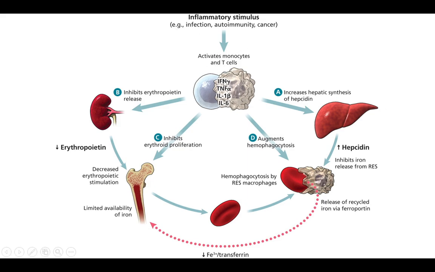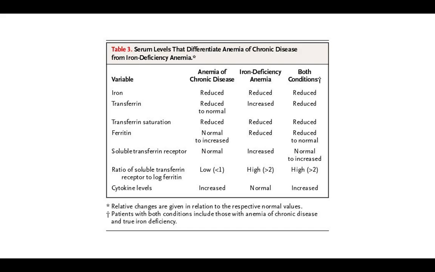Inflammation activates the release of cytokines: IL-6, IL-1 beta, interferon gamma, TNF-alpha. They inhibit erythropoietin release, which gives rise to a decrease in erythropoietic stimulation. Also, these increase hepatic synthesis of hepcidin. Hepcidin inhibits iron absorption and inhibits iron release from the reticuloendothelial system, all of which gives rise to normochromic, normocytic anemia.